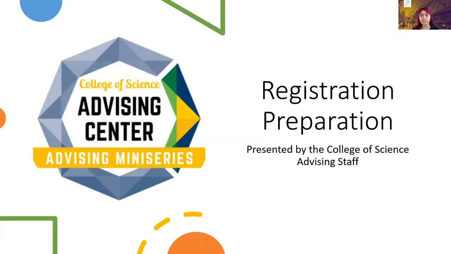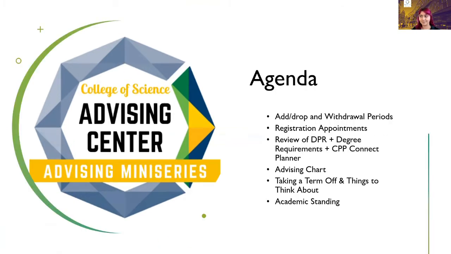During today's advising mini-series, we'll be going over registration preparation. As part of the advising mini-series, we have 3 other workshops, so be sure to check those out. All right, today we will be going over the add drop and withdrawal periods, registration appointments, review and DPR, degree requirements, CPPConnect Planner, the advising chart, taking a term off and things to think about, and academic standing.